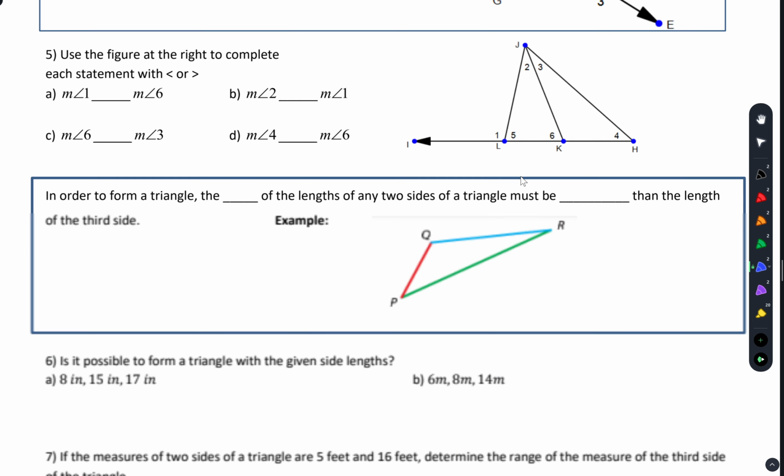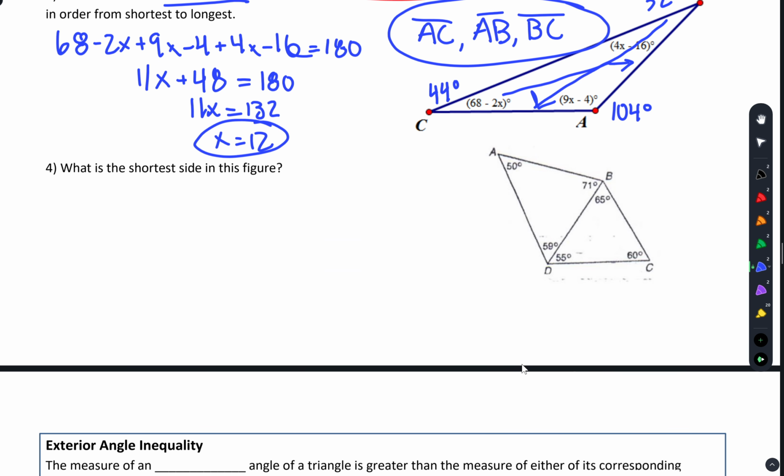The smallest angle in the whole diagram is that 50-degree angle, right? We see it? So it would make sense that the smallest side would be across from the smallest angle. So a lot of you are going to look at this diagram and tell me that it's DB. However, there are two triangles here, and the smallest angle overall does not necessarily mean the smallest side overall. So what I need to do is compare both of my triangles.